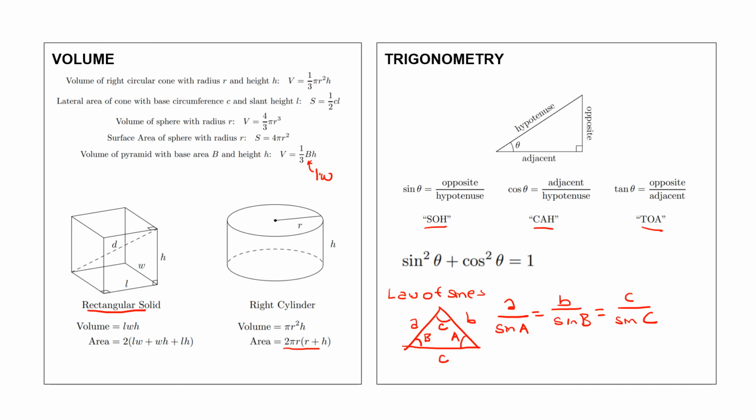Another rule that is less important in this exam, but is still good to know, is the law of cosines. So again, with any triangle, let's refer to this diagram that I drew up here: c squared, the length of c squared, equals a squared plus b squared minus 2 times the length of a times the length of b times cosine of angle c.